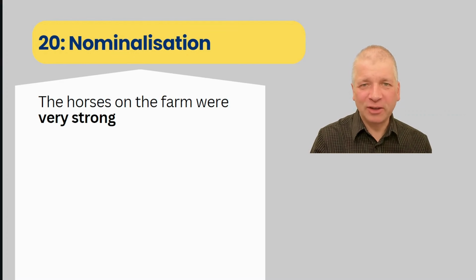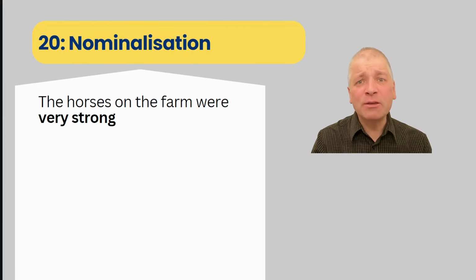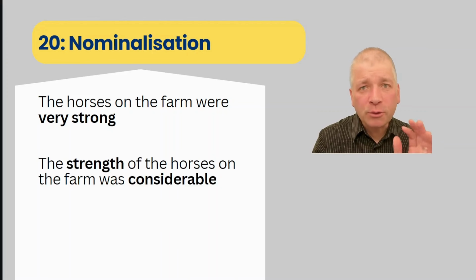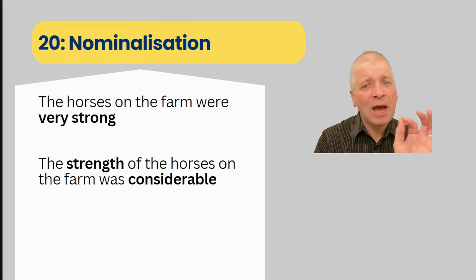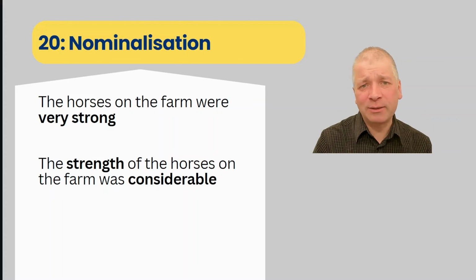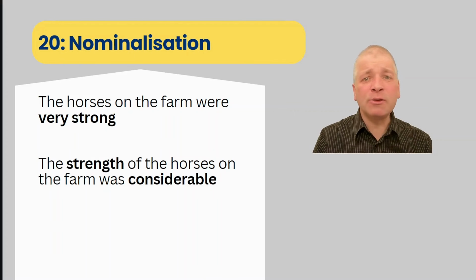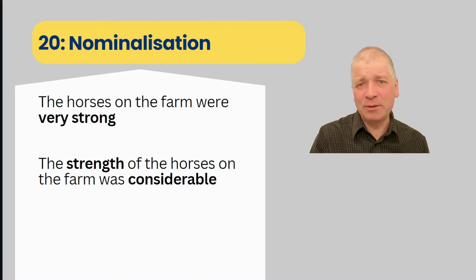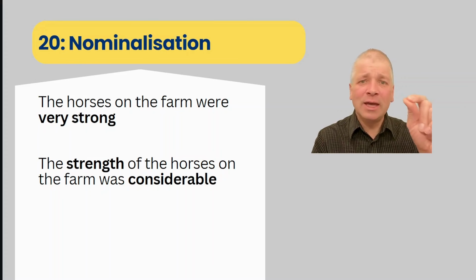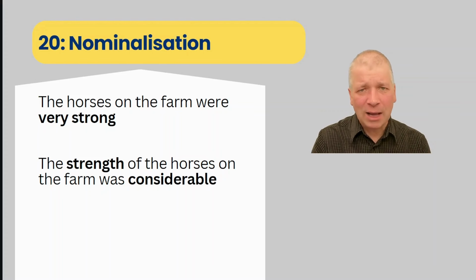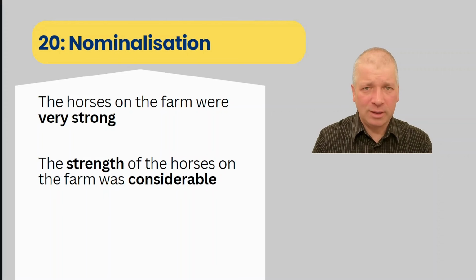Look at the first sentence and then compare to the second sentence. The horses on the farm were very strong. The strength of the horses on the farm was considerable. In the first sentence we have strong, an adjective, but we can increase the complexity of the sentence by changing the adjective into a noun. The strength of the horses.